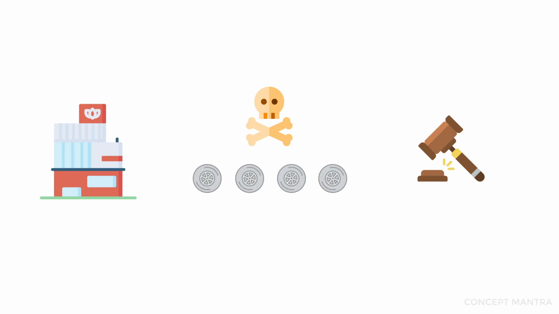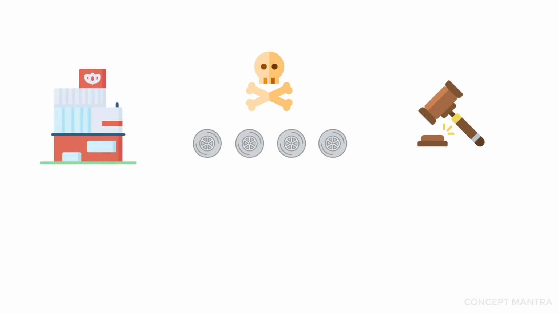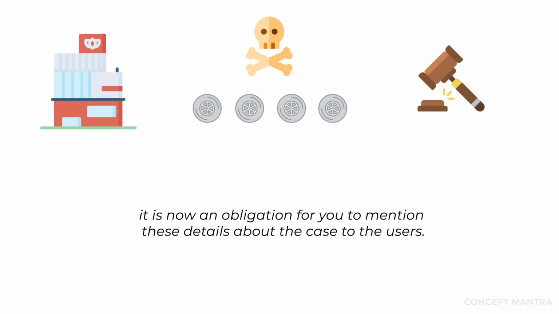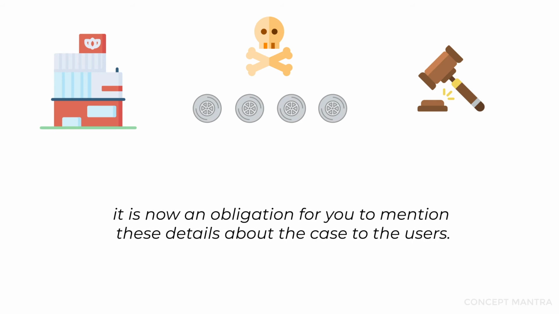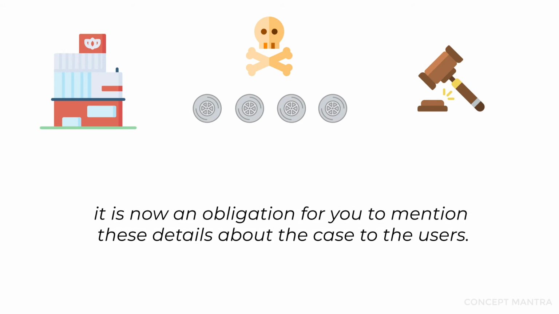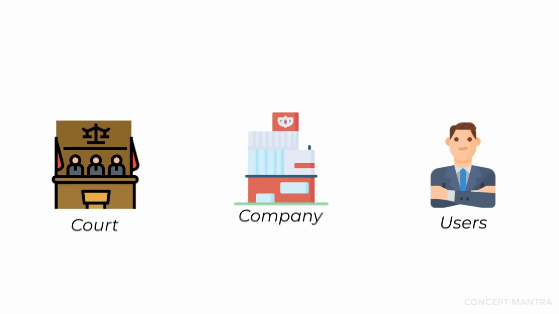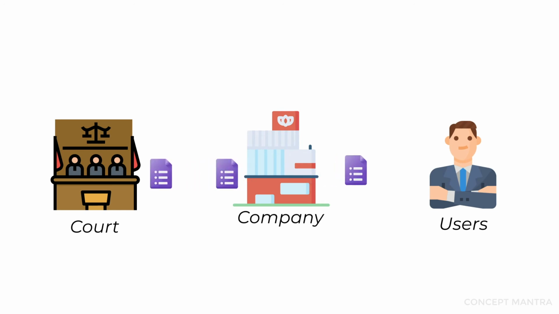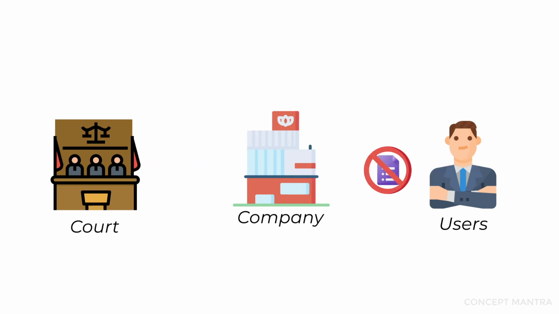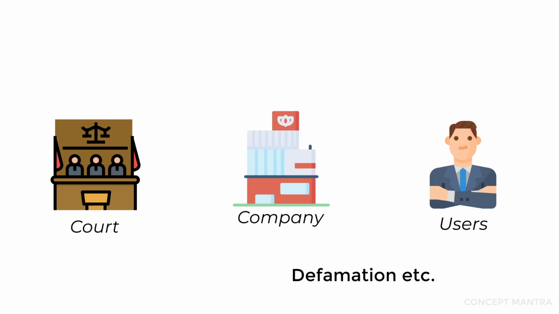Now, this information of your company being sued is relevant to a lot of people involved with your business. It is now an obligation for you to mention these details about the case to the users. Now, since this information involves legal proceedings, you may be restricted to show some details to the users because of things like confidentiality or potential defamation, etc.